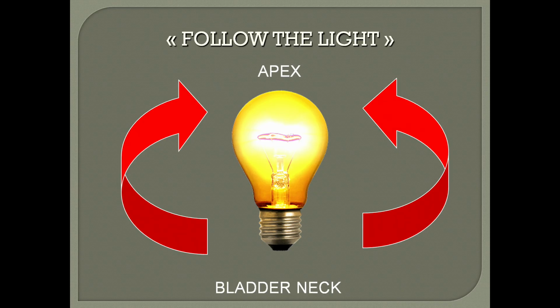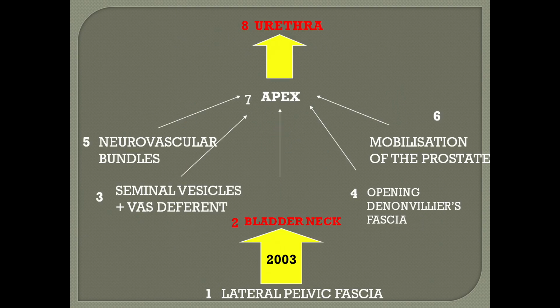And when you are doing laparoscopy, you have to follow the light. The light is coming from the head, going to the foot. So you have to follow the leg, and so you have to go from the bladder neck to the apex, and not the opposite. And so the logical surgery, for now more than 22 years in my habits, is to start by the bladder neck, and then slowly, step by step, you will do the seminal vesicle, then opening the Denonvilliers fascia, then doing the bundles, mobilize the prostate, and in fact finish with what was the most difficult, finish with the apex.